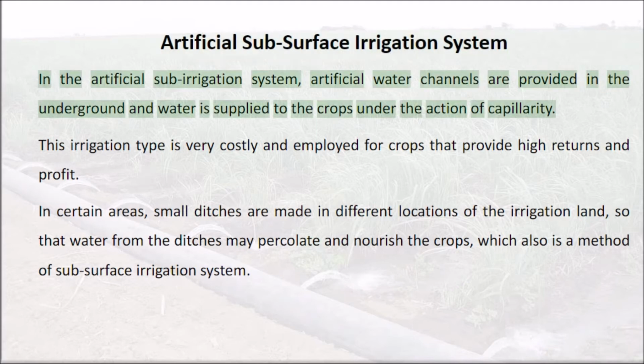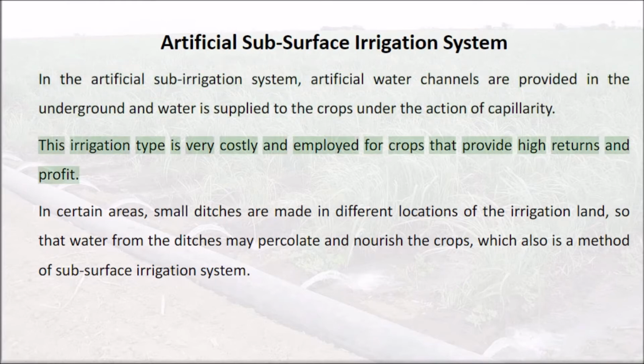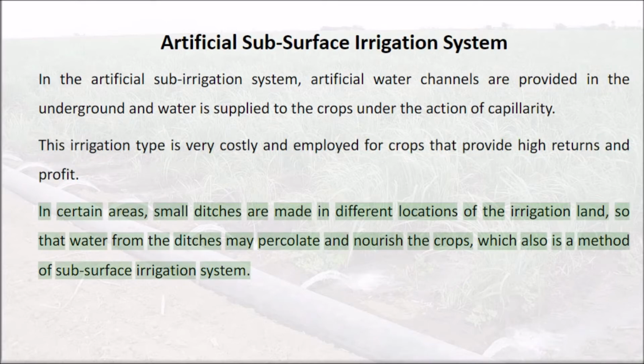Artificial subsurface irrigation system. In the artificial sub-irrigation system, artificial water channels are provided in the underground and water is supplied to the crops under the action of capillarity. This irrigation type is very costly and employed for crops that provide high returns and profit. In certain areas, small ditches are made in different locations of the irrigation land, so that water from the ditches may percolate and nourish the crops, which also is a method of subsurface irrigation system.